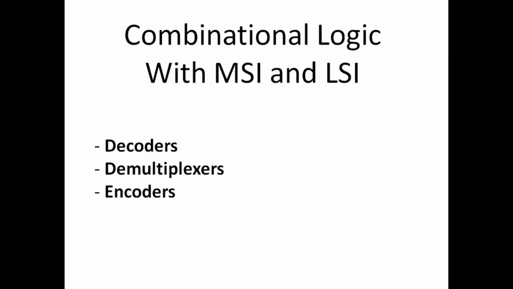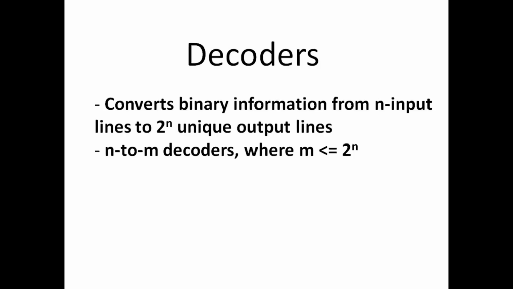In today's lecture, I will explain decoders, demultiplexers, and encoders. Let's first talk about decoders. What are decoders? Decoders convert binary information from n input lines to 2 raised to power n unique output lines.